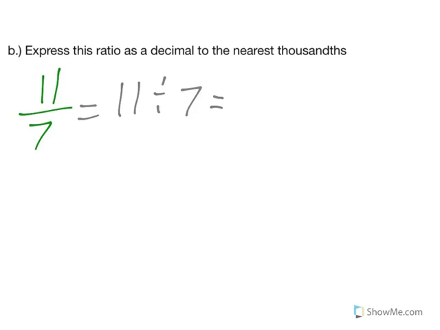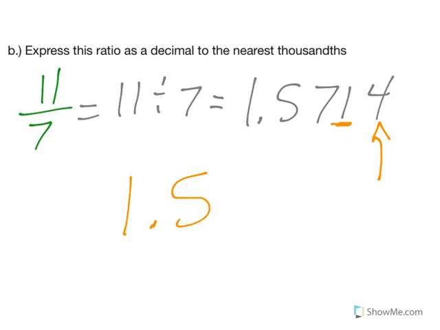When I take 11 divided by 7, I end up with 1.5714. If I round to the nearest thousandths, that is the third place past the decimal, and I look at the 4. 4 tells me to round down, and therefore my final answer is 1.571.